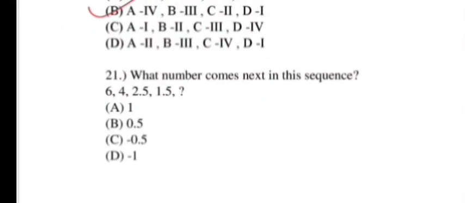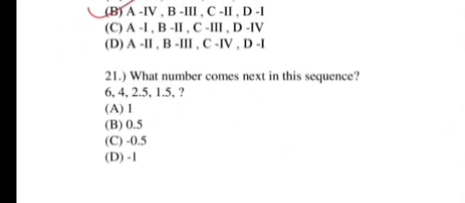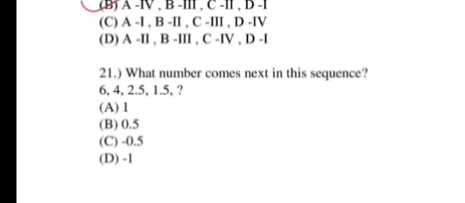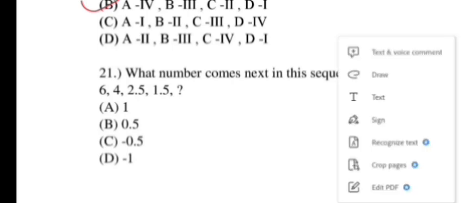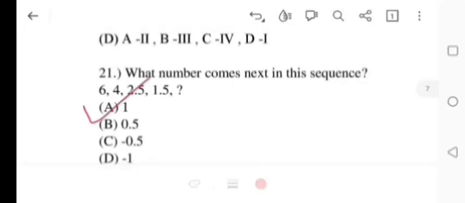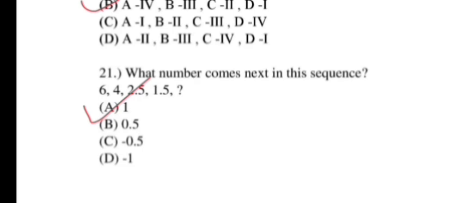Likewise, number 21 says it is a numerical ability question. What number comes next in this sequence? First we have got 6, then 4, then 2.5, then 1.5, then what? 1, 0.5, minus 0.5 or minus 1. A, B, C, D are the options for you. It will be 1. How? Please try to do it by yourself. You will be doing this in the exam.